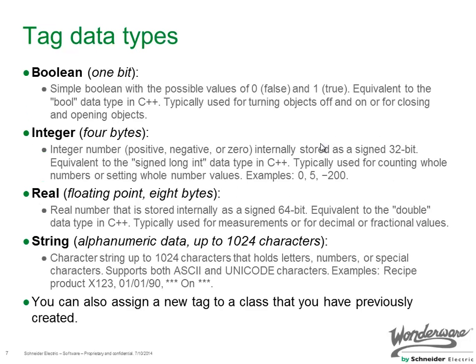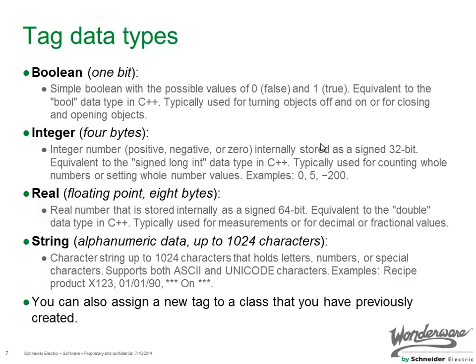So what data types are available? The Boolean tag type, which is just a single bit. It's either an on or an off, a false or a true, a 0 or 1. And it's essentially equivalent to a bool in C++, if you're familiar with that. And it's typically used for turning objects on and off, or for closing and opening things, or showing status of on or off, or open or closed, or this mode or that mode.